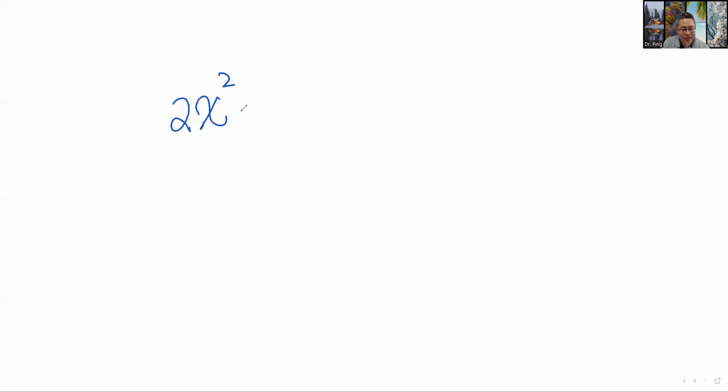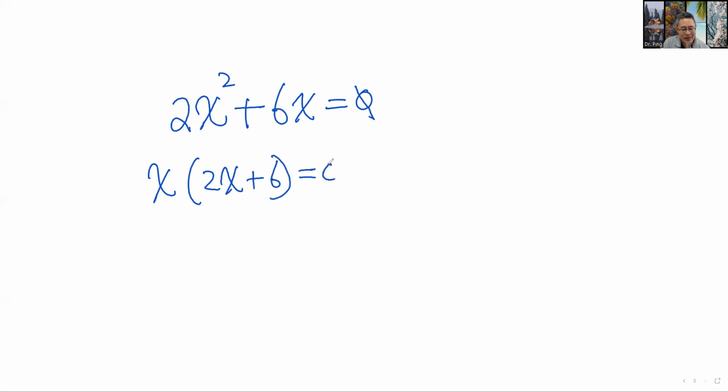What happens if you have something like 2x squared plus 6x equals 0? Well, the same thing we do: move the x out. Which means either x is 0 or 2x plus 6 is 0. Now, this is just a linear equation. We can solve that, right? And that gives us what x is.